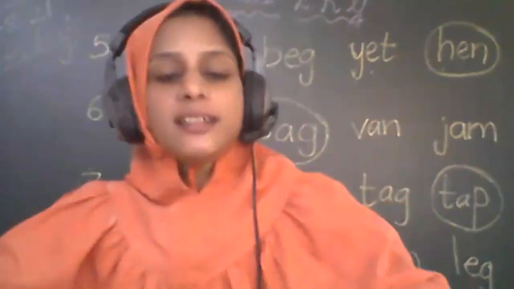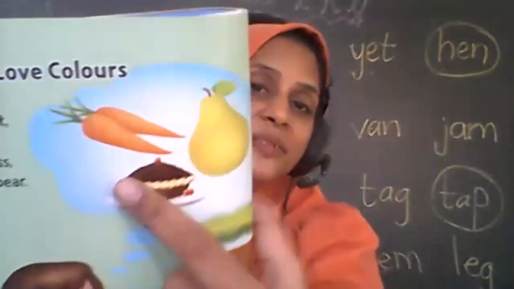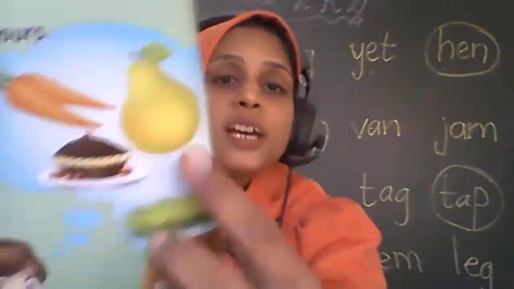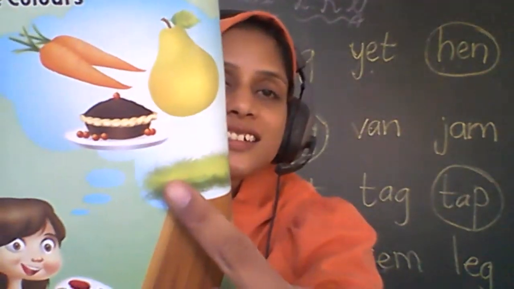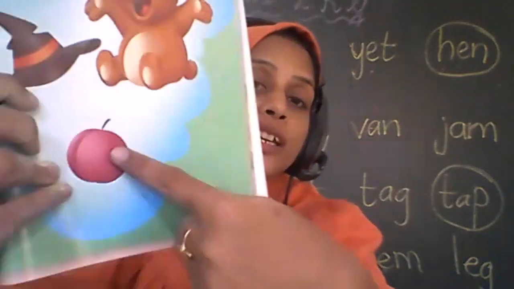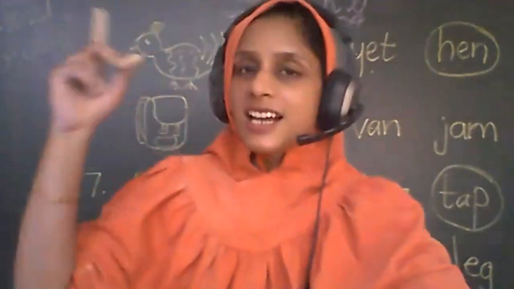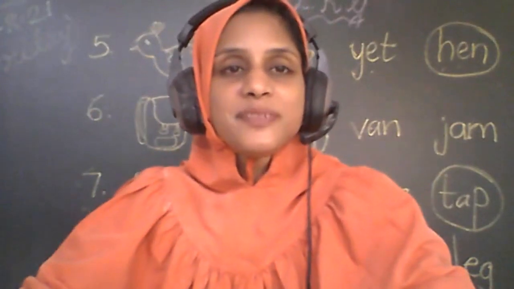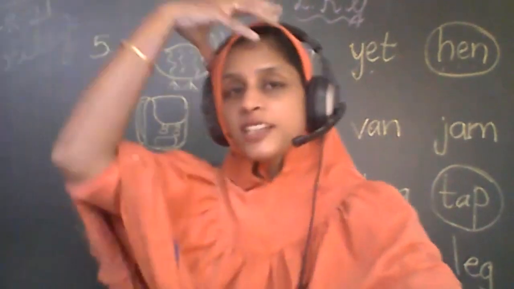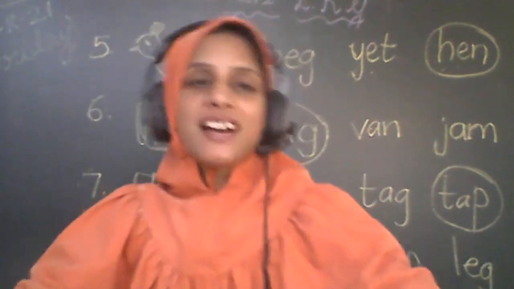Very good. Again. Orange is the carrot. Yellow is the pear. Green is the grass. And brown is the bear. Purple is the plum. Blue is the sky. Black is the witch's hat. And red is cherry pie.